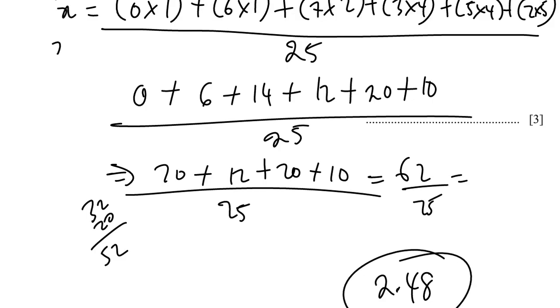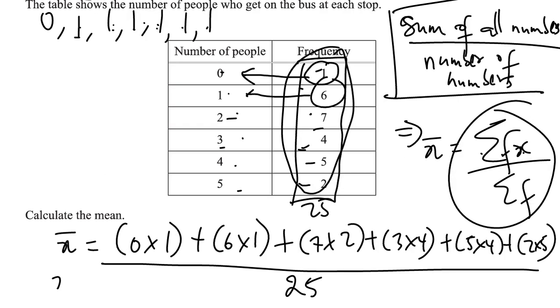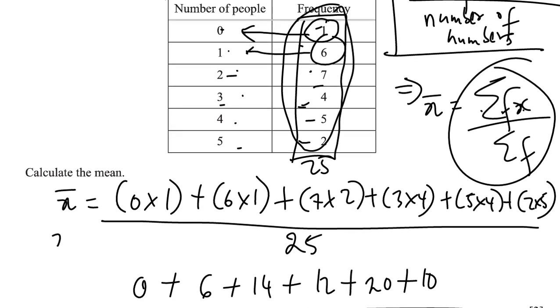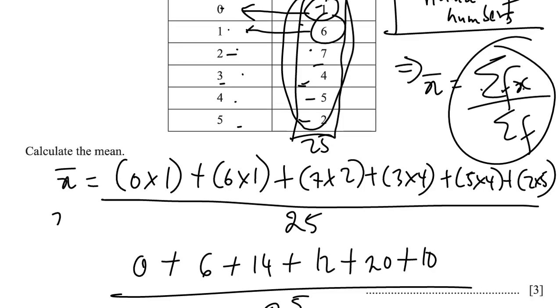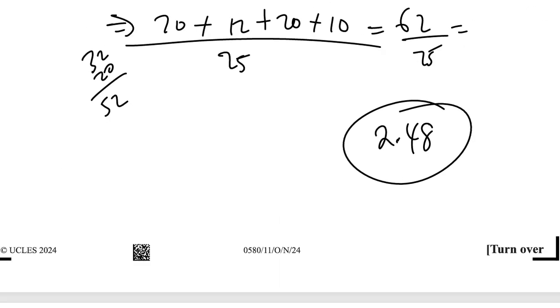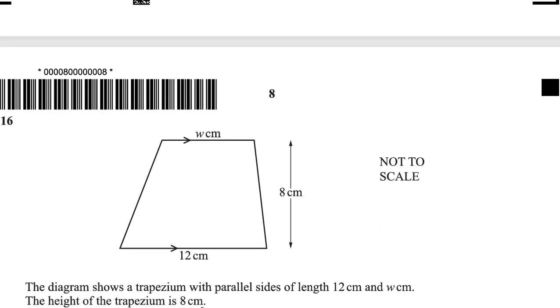And that is the mean: 0, 6, 14, 12, 20, 10, then divided by the total number of elements in the data set.